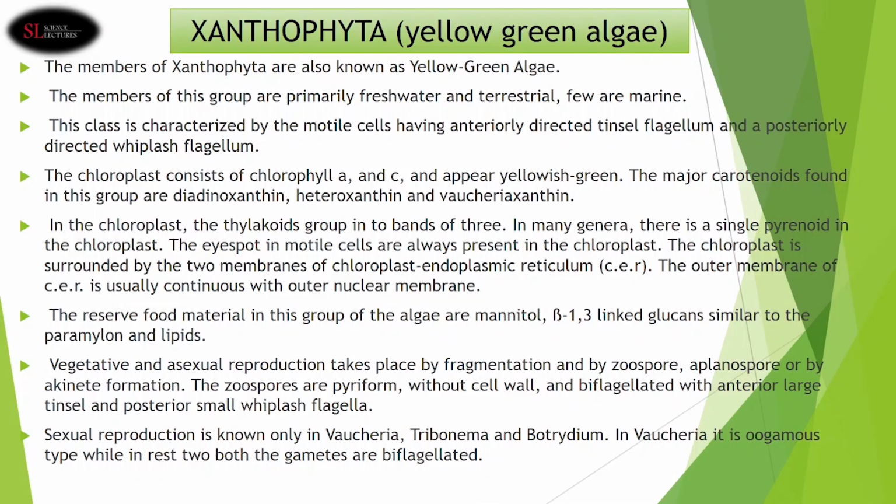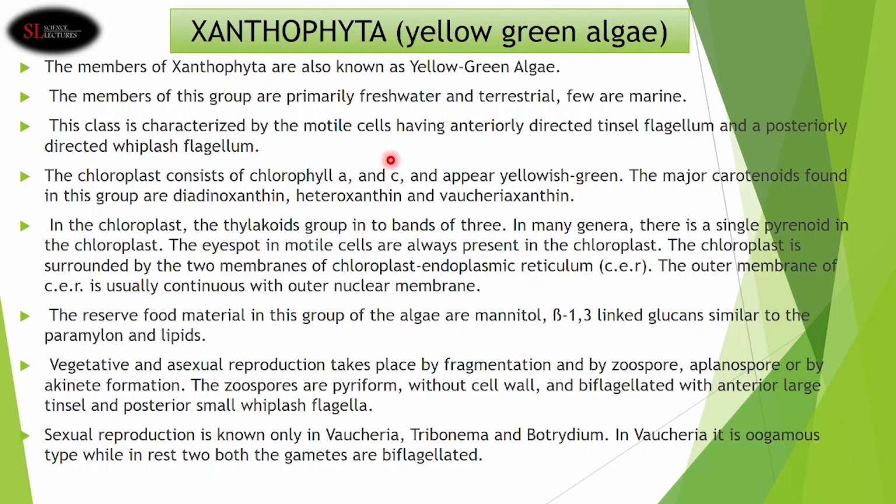So we look at the last group, which is Xanthophyta. So members of Xanthophyta are also known as yellow-green algae, and they are found in fresh water. Others are terrestrial, while a few are marine. So what are some of their characteristics?